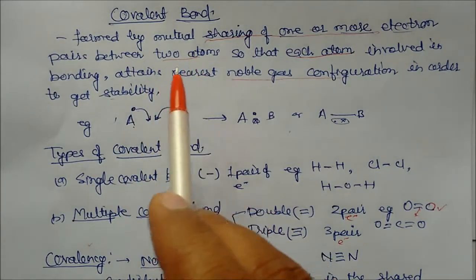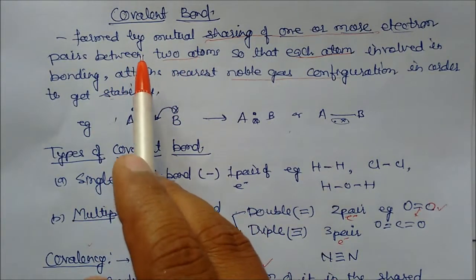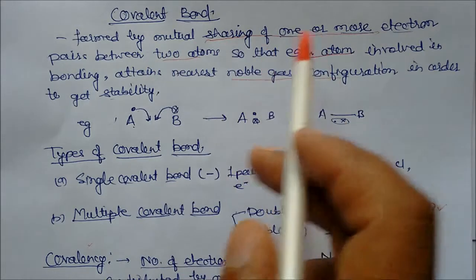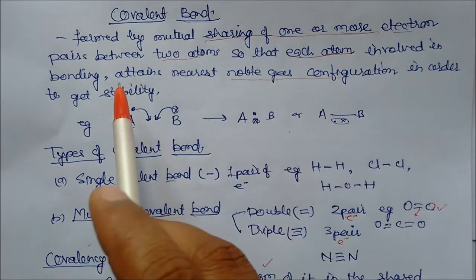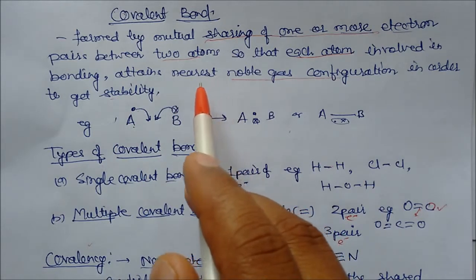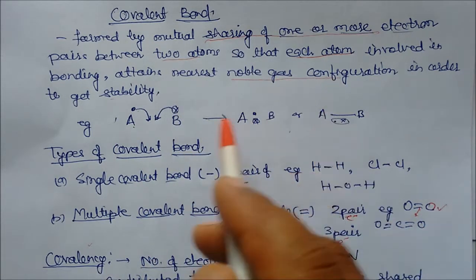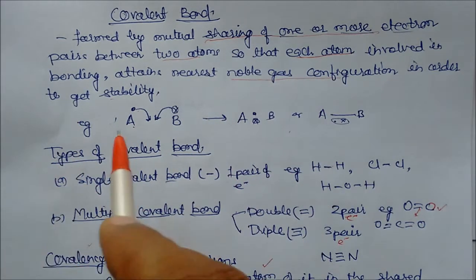What is a covalent bond? A covalent bond is formed by the mutual sharing of one or more electron pairs between two atoms, so that each atom involved in bonding attains at least the noble gas configuration in order to get stability. So let us see this through these examples.